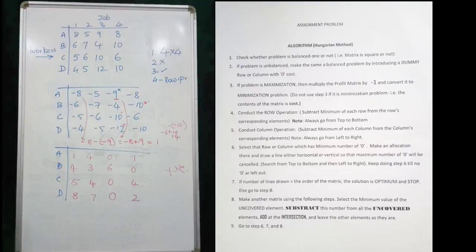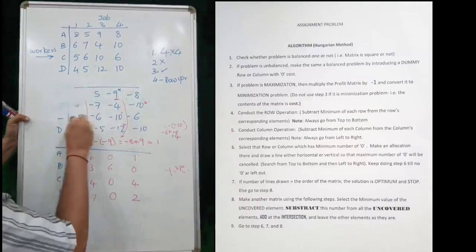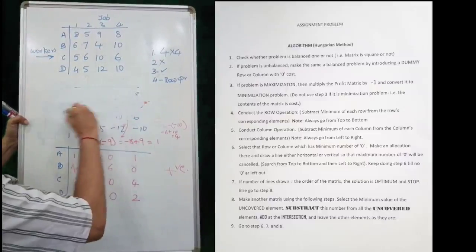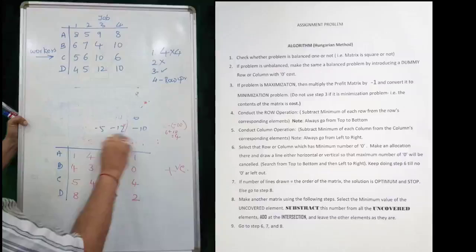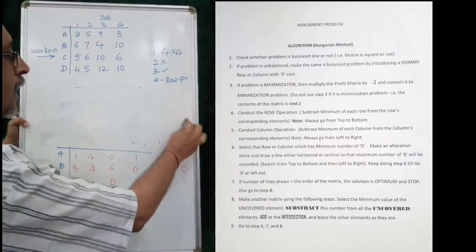Friends, let us do the column operation. What does the column operation say? Subtract the minimum of each column from the elements of the same column. Now let us do the column operation on top here. One thing you have to be very careful about is the signs. Remember here that -10 is less than -8.